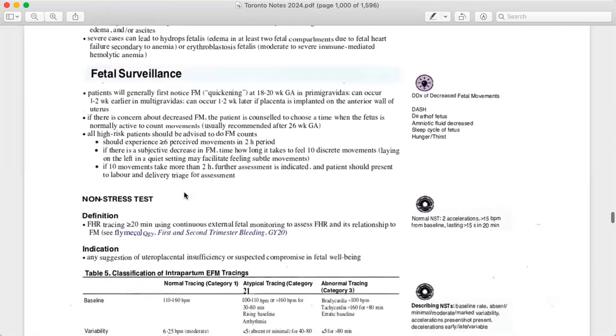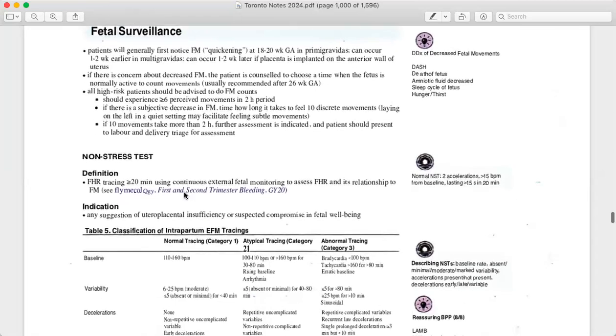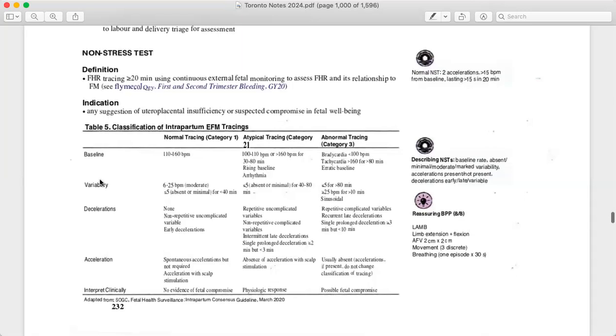Then fetal surveillance, NST, non-stress testing: the baseline, variability, deceleration, acceleration, and interpret clinically. The normal tracing is important, because if you don't know the normal one, how are you going to find out the abnormal one? The normal baseline is 110 to 160. If less than that, it's deceleration; if more than that, it's acceleration. Variability of 6 to 25 BPM is normal. But if it is less than 5 for less than 40 minutes, it means absent or minimal. Then interpret clinically depending on fetal compromise.